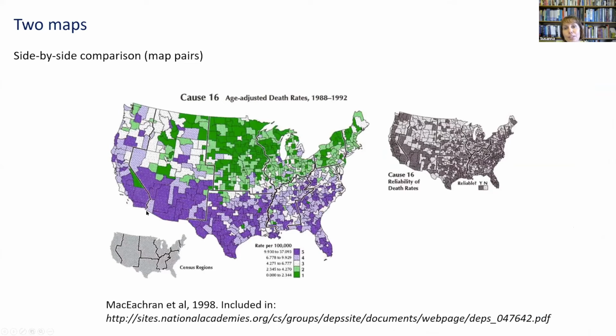The first approach, which uses 2 maps, is to have one map with the data and one map with the uncertainty. So this figure is mapping death rates. The first map shows the rates using a diverging color scheme.